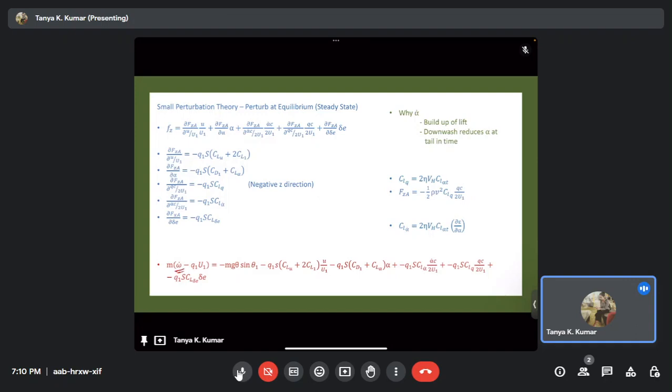Now here the negative sign that is shown here is because your lift is produced in a direction that is opposite to the z direction, to the positive z direction, right?